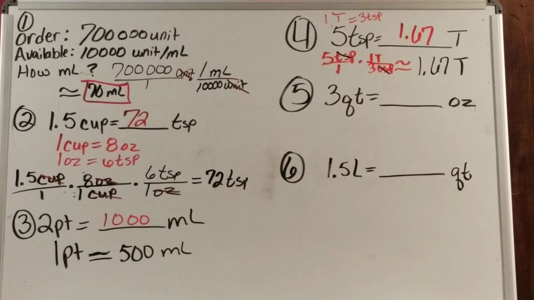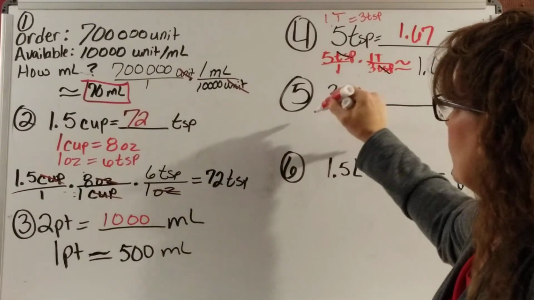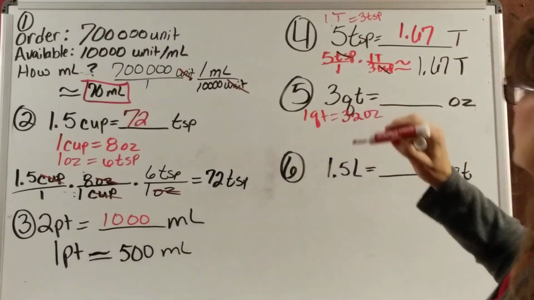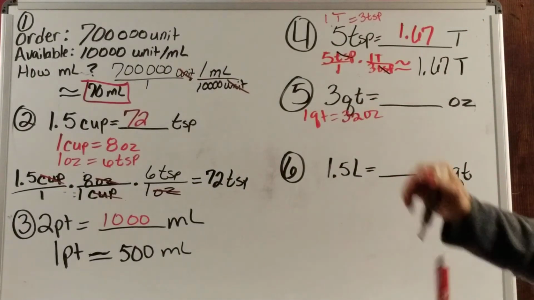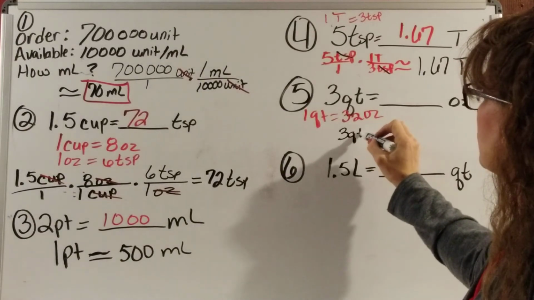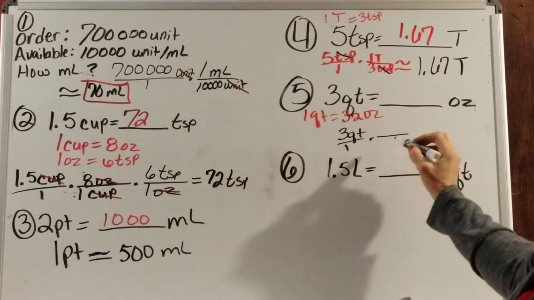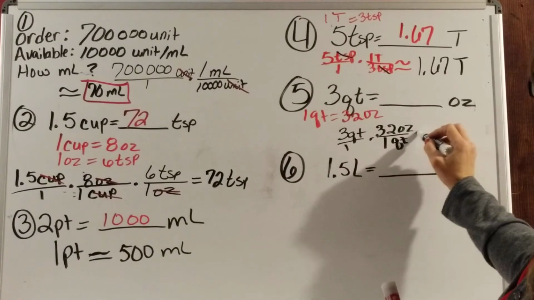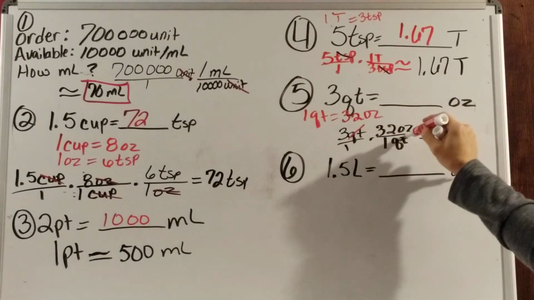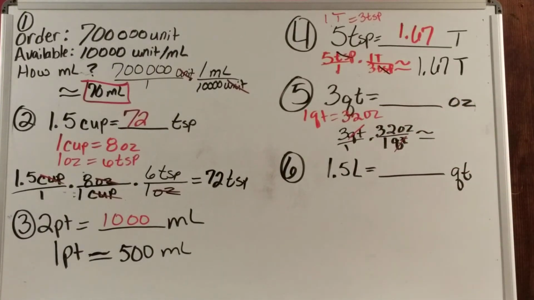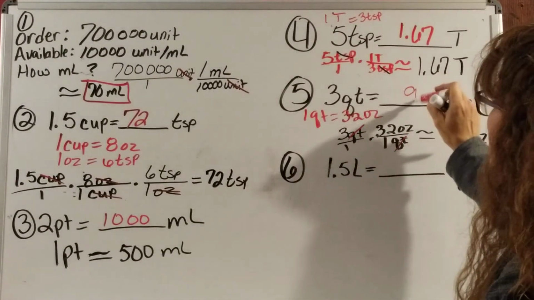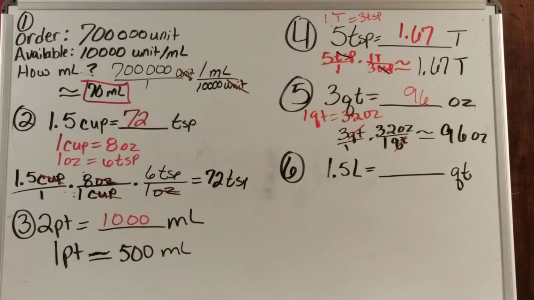Number 5 says we have 3 quarts, and I want to know how many ounces that is. Well, I know for every 1 quart, that is 32 ounces. So let's set this up. I have 3 quarts over 1 times 32 ounces over 1 quart. It's approximate. Let's mark out our quarts. It worked out. I'm left with ounces on top. And it gives me 96 ounces. So for every 3 quarts, it's 96 ounces.